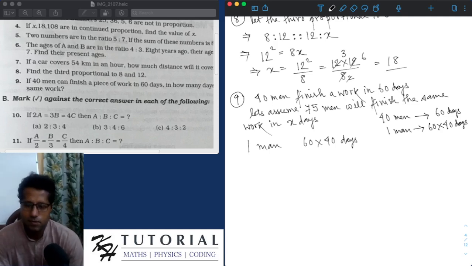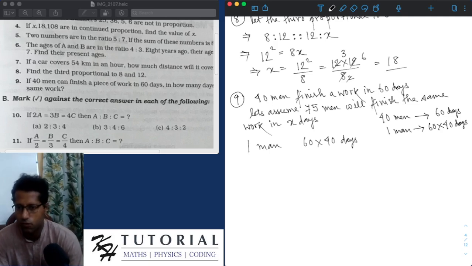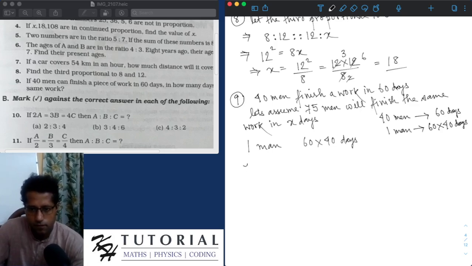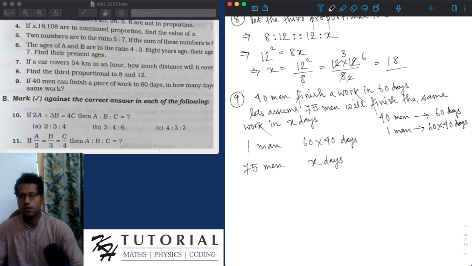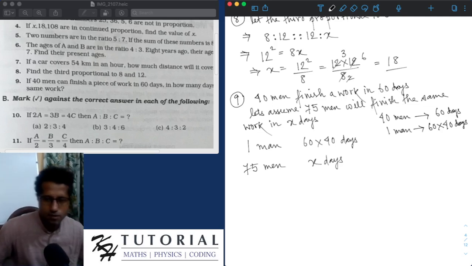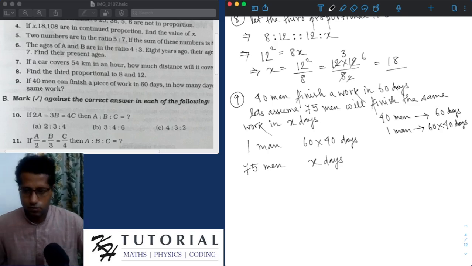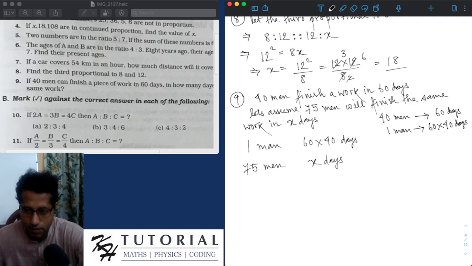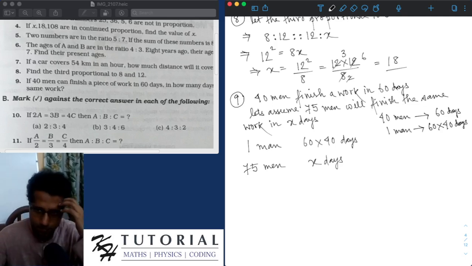Now, we see that one man finishes the work in 60 into 40 days. Now, if we assume that 75 men will do the same job in X days, which is what the problem has asked us to find. It is asking in how many days the same work will be completed by 75 men. So let's say in X days 75 men will complete the same job. So one man in 60 into 40 days should be the same as 75 men in X days.